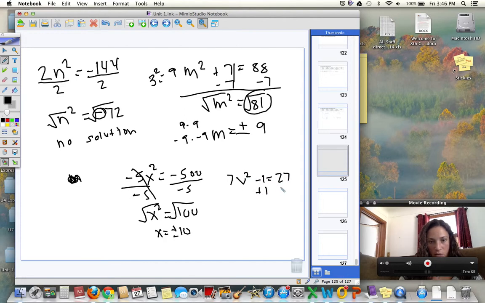I have to add my 1, getting rid of my constant term first. Now I get rid of my coefficient. Then I take the square root of both sides.